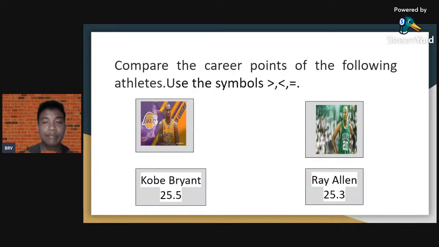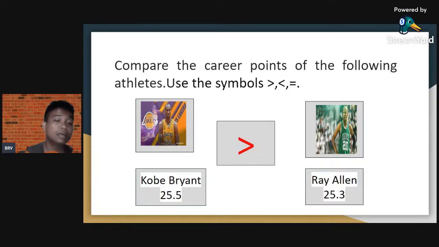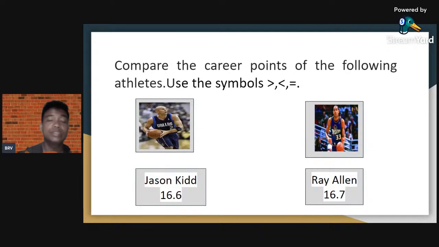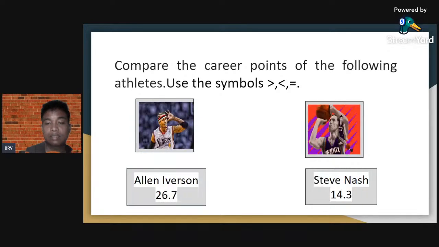So, compare the career points of the following athletes. Use the symbols. Okay, sige daw. Kobe Bryant, a career point is greater than Ray Allen. How about this one? Jason Kidd and Ray Allen. Oh, no, that is not Ray Allen. That is Grant Hill. How about Allen Iverson and Steve Nash?